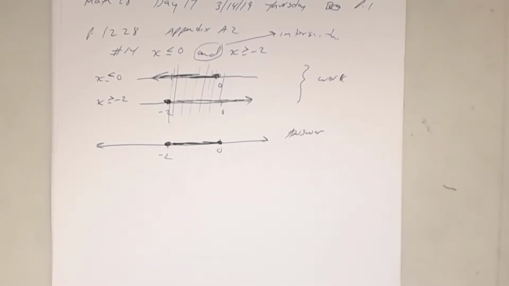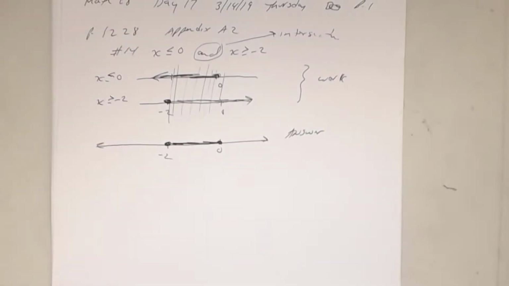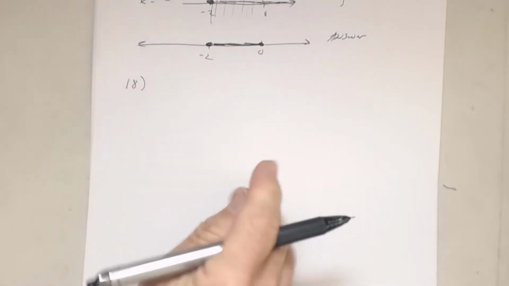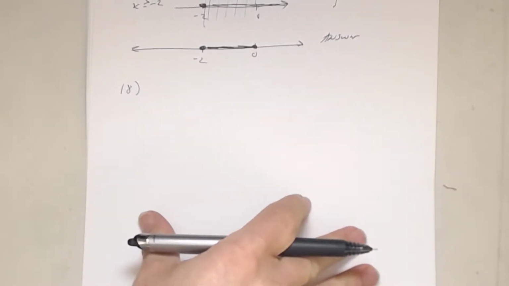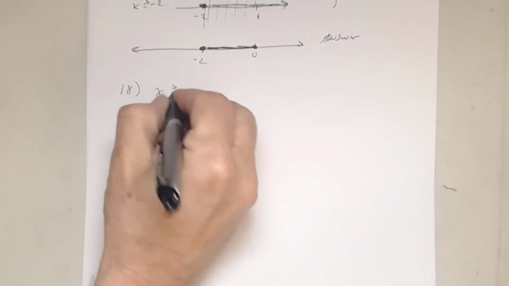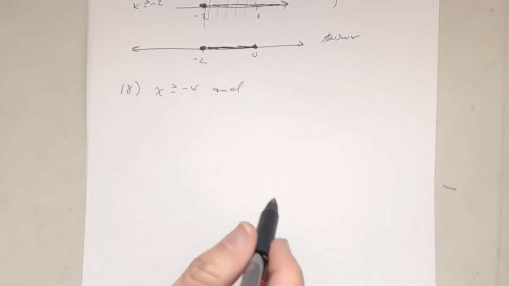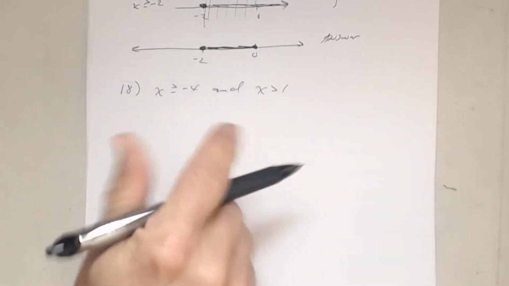All right, so that was 14. Okay, let's look at this now. So this is 18. In 18, you have x is greater than or equal to -4, and another compound inequality with the word and. So and means intersection.